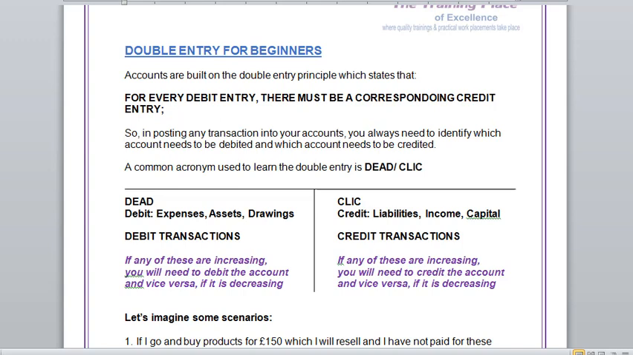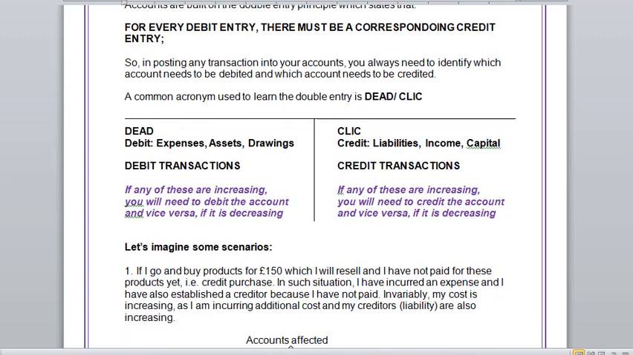Of course, we know the double entry principle implies that for every debit entry, there must be a corresponding credit entry, which then also leads me to the acronym DEAD-CLICK, which we try to use to learn the double entry. That is, which account again will be debited, which account will I credit.